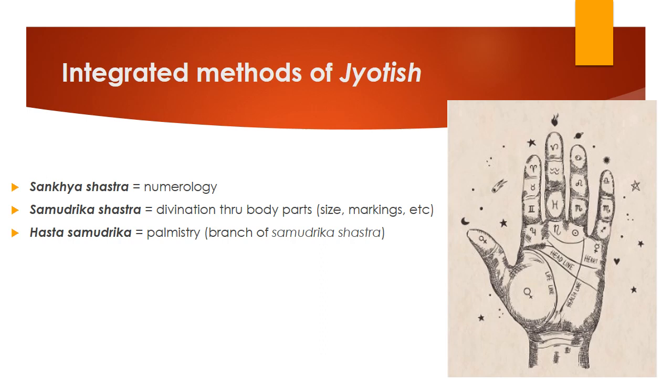There's also Samudrika Shastra, and this is divination through body parts. I don't do this, so I'm not exactly sure, but maybe an ear, a hand, or a toe, with different sizes and markings and colors, can be used to integrate into a chart interpretation to give a full, integrated interpretation.